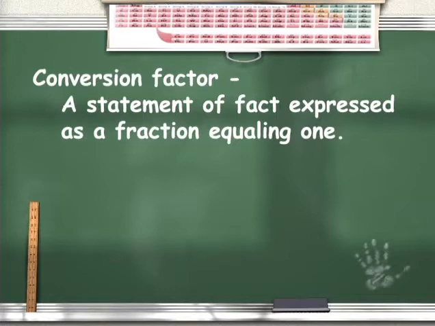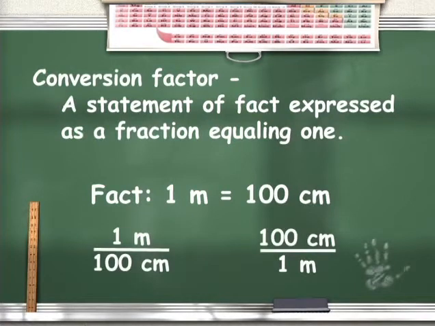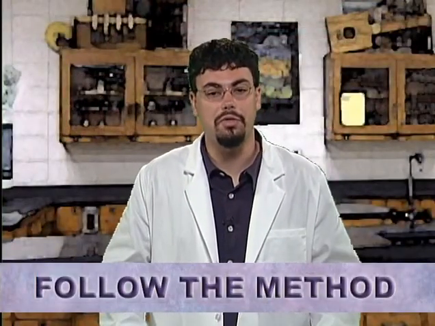You know the fact about meters and centimeters. 1 meter equals 100 centimeters. This fact can be expressed as a conversion factor in two ways. It can be 1 meter over 100 centimeters, or 100 centimeters over 1 meter. Both of these are fractions that are equal to 1, so both can be used to convert units without changing the value. How do we know which of the two conversion factors to use?